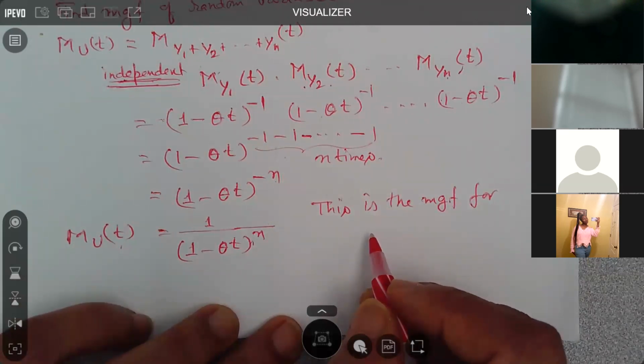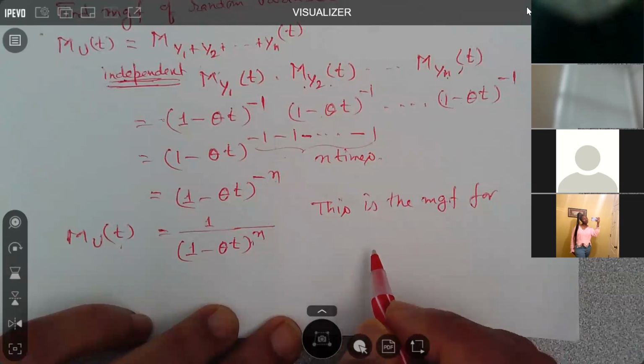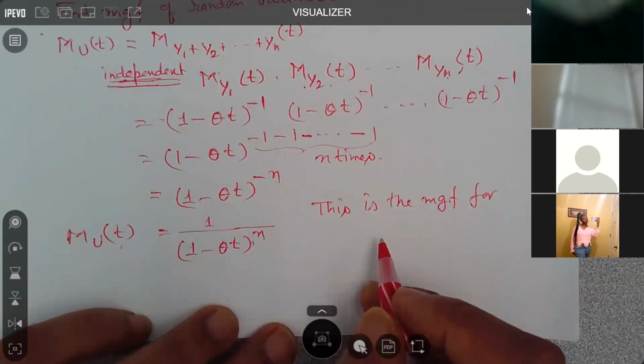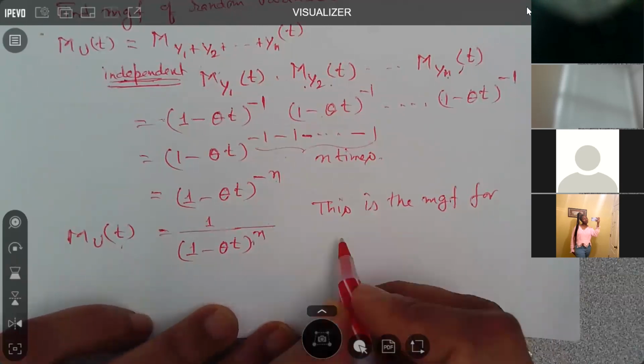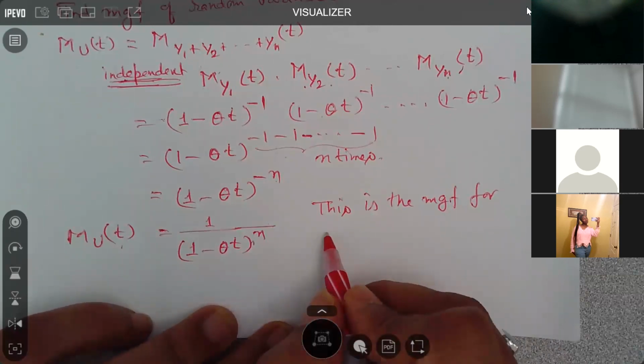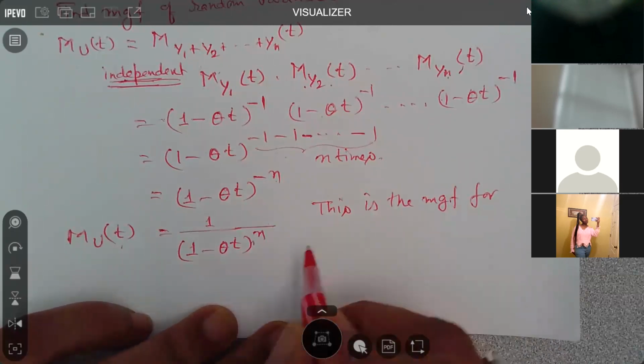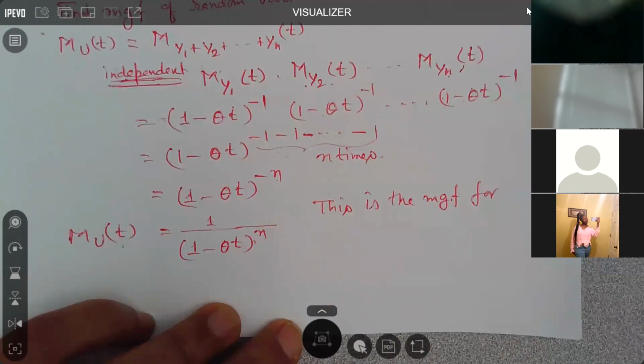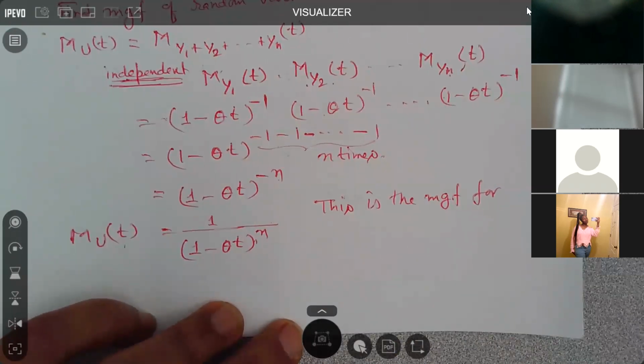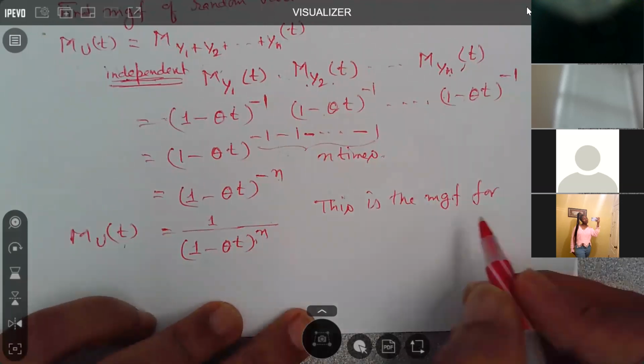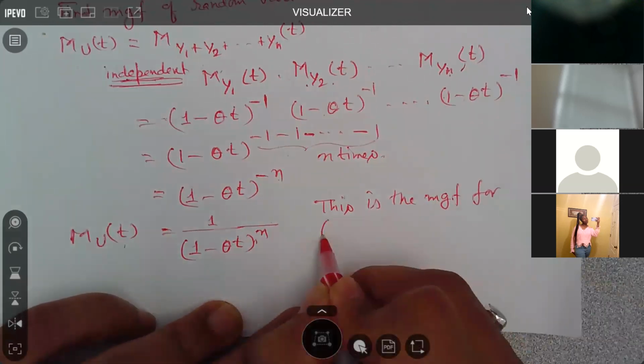Is it normal distribution? No, normal has a mu. Is it exponential? Is it binomial? No. I don't know. Is it gamma? Yes, gamma. This is the moment generating function of gamma distribution.